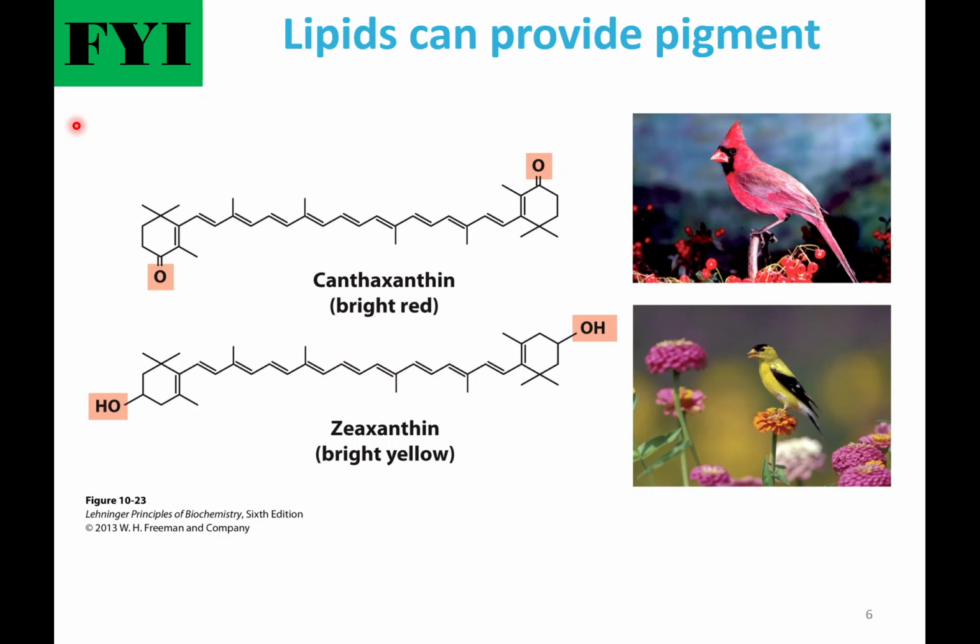Right, and this is just for your information, won't be tested on this, but examples of some lipids that provide pigment in birds. This lipid here provides a bright red color, and then this lipid here has a very similar structure. We just have a slightly different derivatization on the rings at the end, and it yields a yellow color.